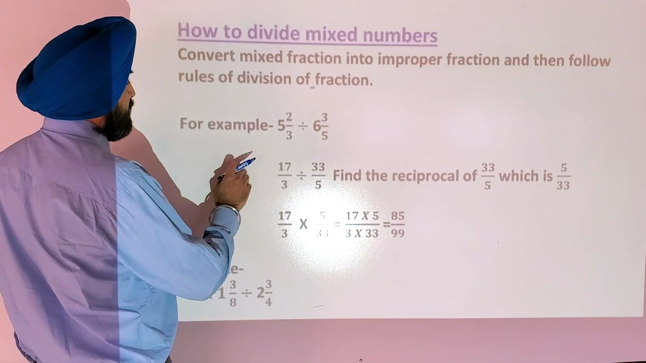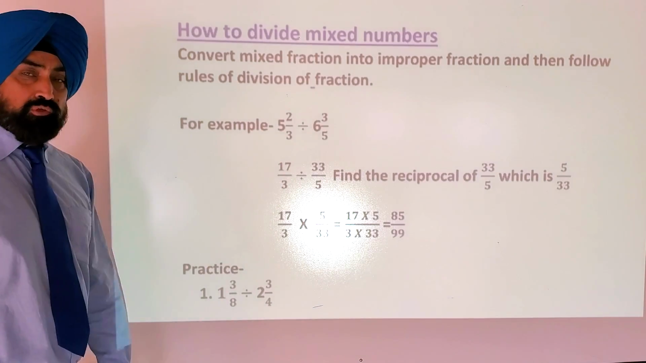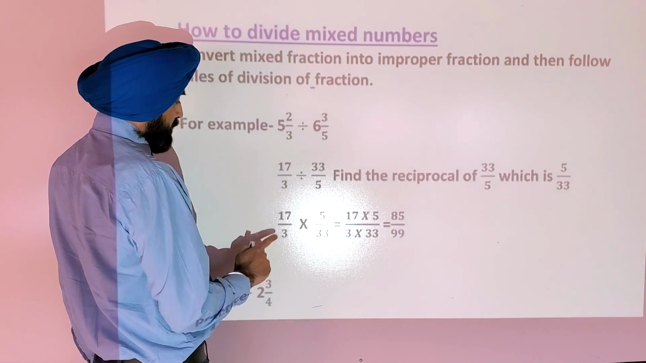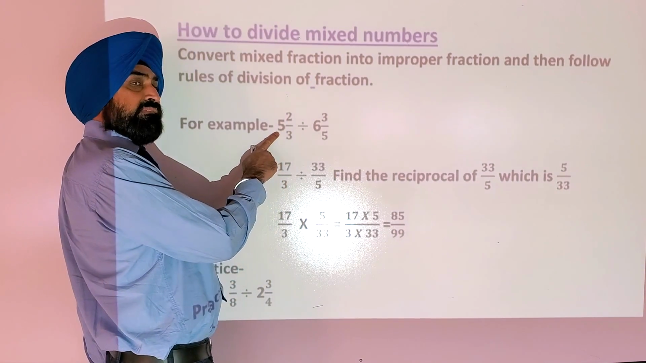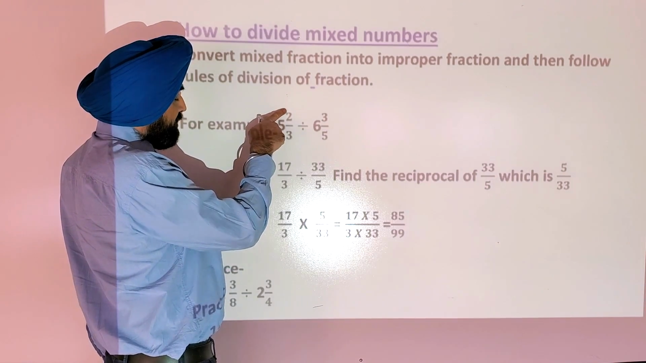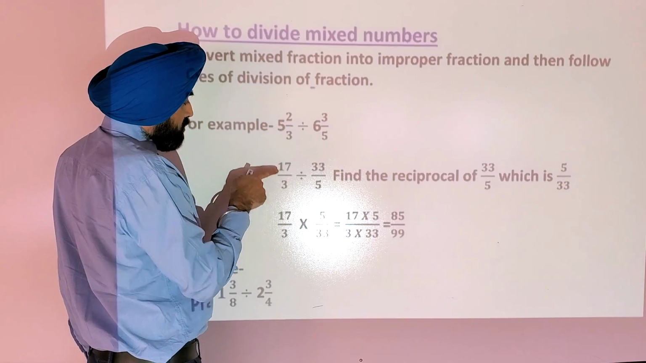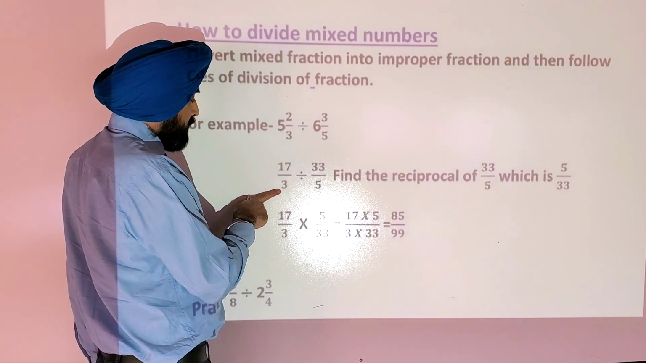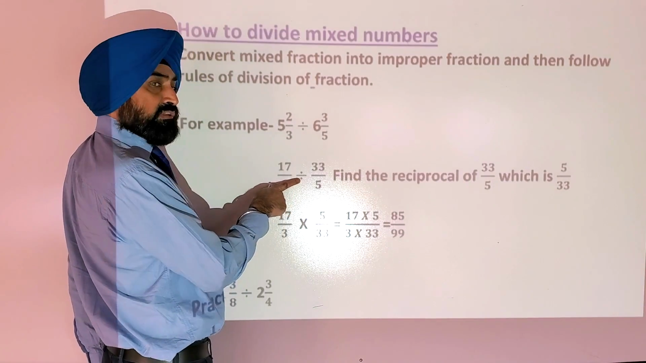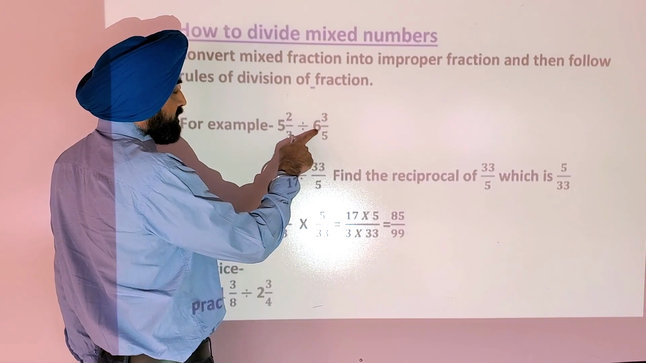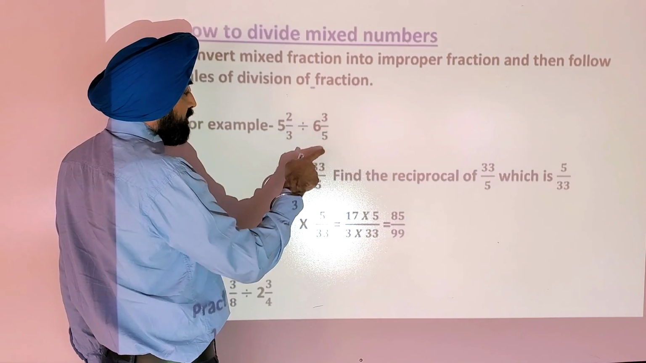Let's see one example. 5 2 over 3 is a mixed numeral. Convert the mixed numeral into improper. So what do you do? 3 times 5 is 15. Whatever you get, add 2. 15 plus 2 is 17. So this mixed numeral is 17 over 3 as an improper fraction. Division sign, put a division sign. Convert this into improper. 6 times 5 is 30 plus 3, 33.